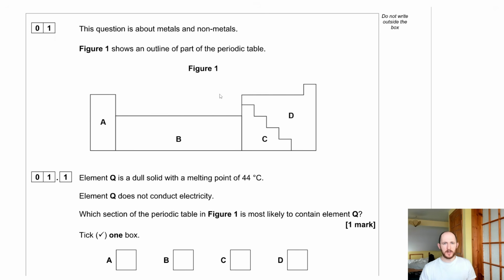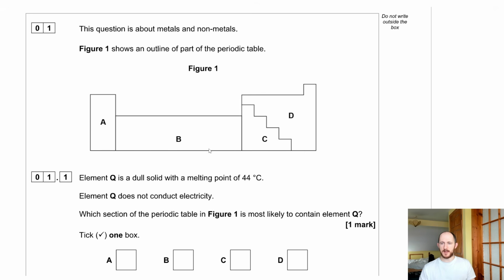Chemistry can be very annoying because you have to remember a bunch of different stuff, which is not the easiest thing in the world. And in fact, question 1 gets straight into remembering the annoying stuff. This question's about metals and non-metals, and we have an outline of part of a periodic table. So we have things like hydrogen and lithium and all of those kind of gases on the side.